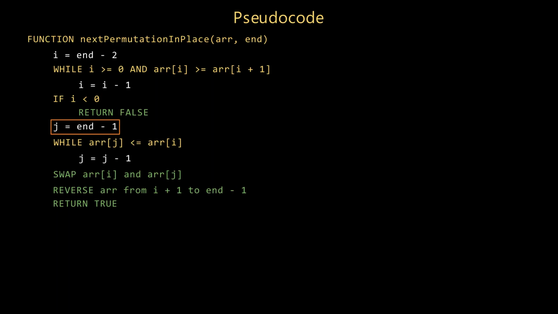Set J to the last index in the prefix. Scan J backward for a digit strictly larger than ARR at I. Decrement J while the candidate is not greater. Exchange the pivot at I with that successor at J. Reverse the suffix after I so the tail is sorted ascending. Return true because we found the next lexicographic step.